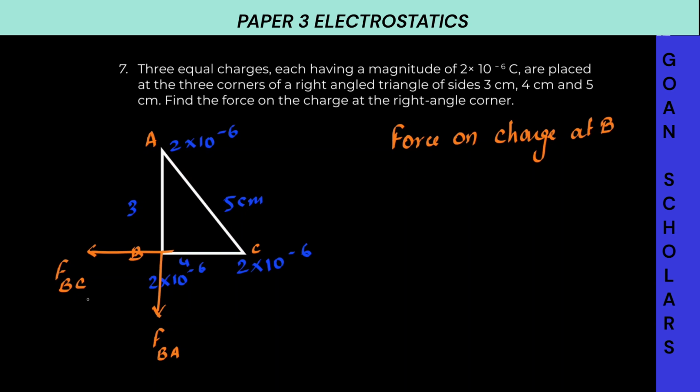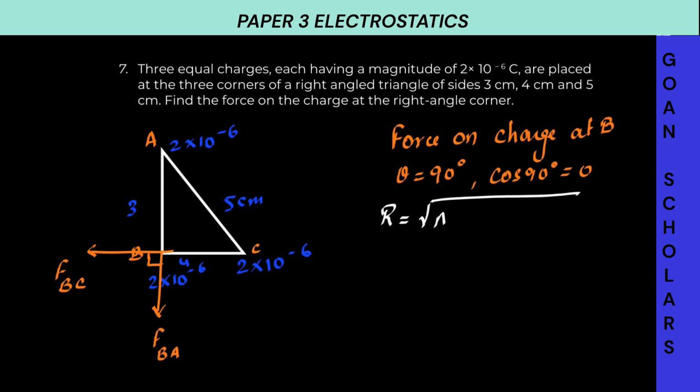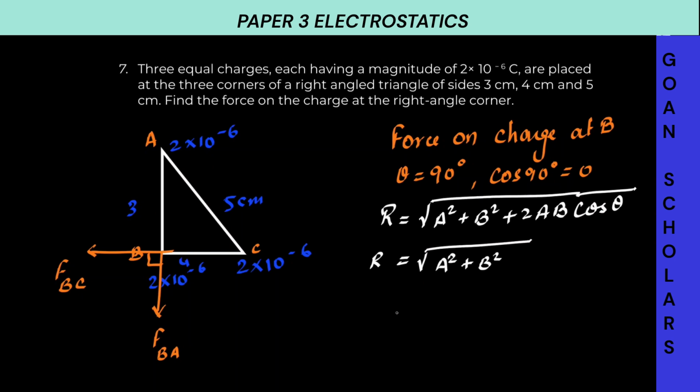What is the angle between the forces FBA and FBC? The angle between them must be 90 degree because of vertically opposite angles. So here theta is 90 degree. You should remember that cos 90 is equal to 0. If we use the resultant formula, R equals root under A square plus B square plus 2AB cos theta. Since theta is 90, cos 90 is 0, so this will be root under A square plus B square. That will be your resultant.